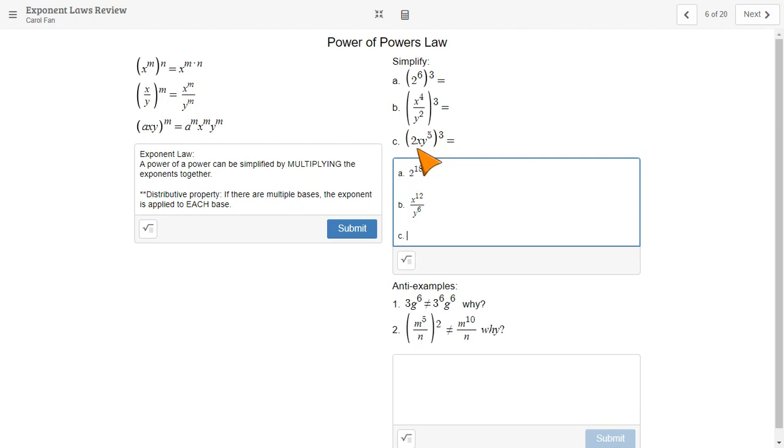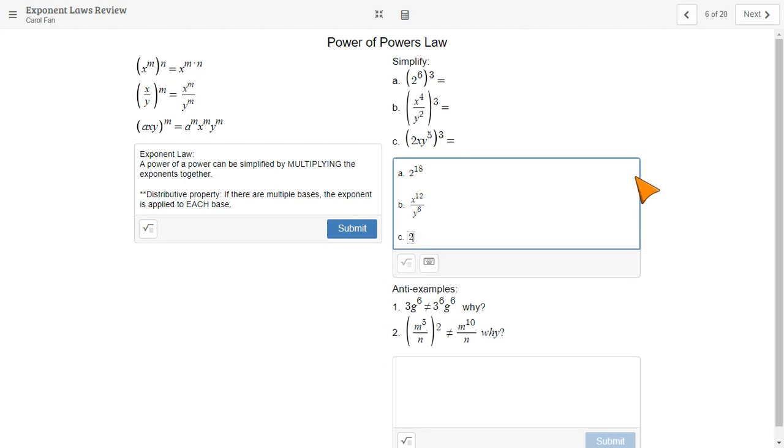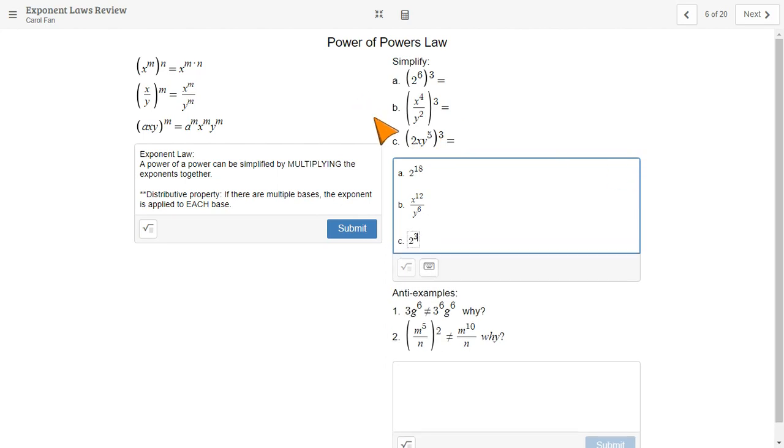Last example, bracket 2xy to the 5, close bracket, all to the power of 3. So the 3 is going to be applied to all of the bases inside the bracket. We have 2 to the power of 3, because without an exponent we have the implied 1, x to the power of 3, and y to the power of 15.